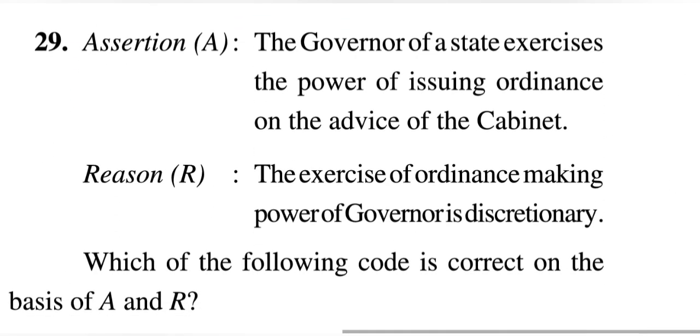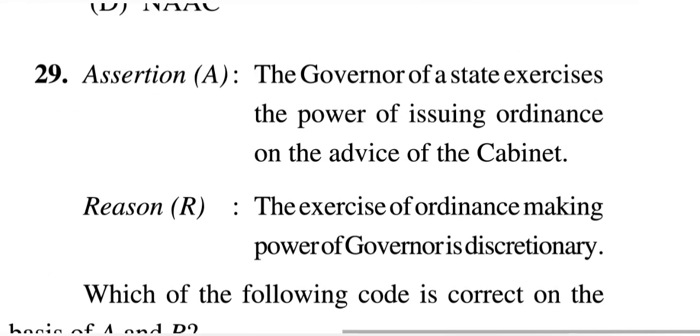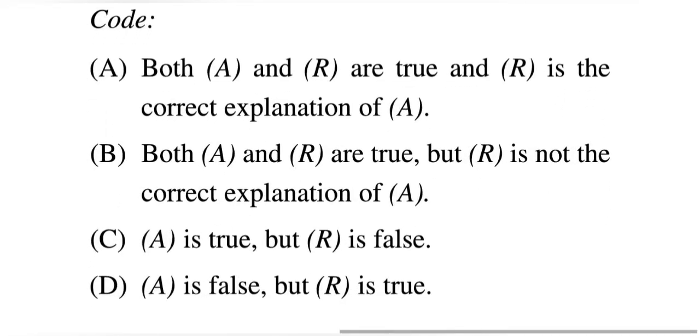Number 29, it says assertion, that means A, the governor of a state exercises the power of issuing ordinance on the advice of the cabinet. Reason is saying R, that is the exercise of ordinance making power of governor is discretionary. Which of the following code is correct on the basis of A and R? Both A and R are true and R is the correct explanation of A. Both A and R are true, but R is not the correct explanation of A. A is true, but R is false. A is false, but R is true. So try to solve it. Correct answer will be number C, that is A is true, but R is false.